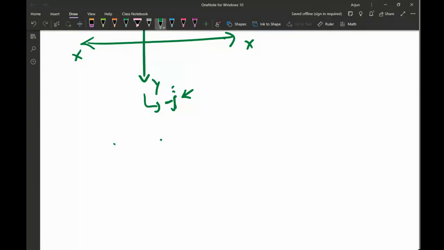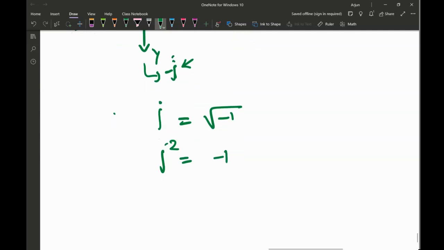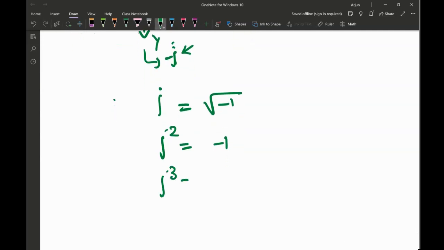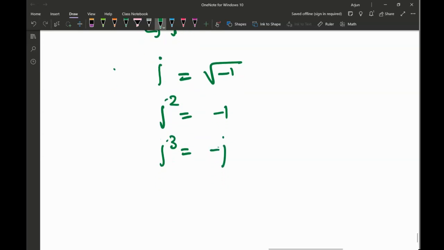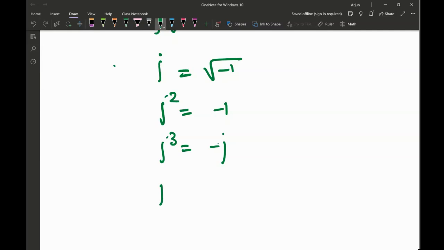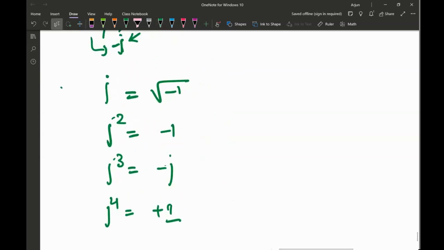If I talk about iota or j, this is equal to the square root of -1. When I square an imaginary number, the value will become -1, and then when I take the cube of this number, it's going to become -j, and then if I take j to the power of 4, it's going to come out to be +1.